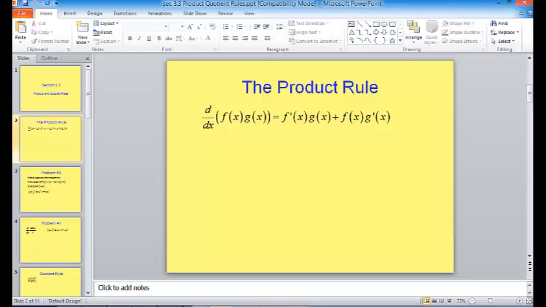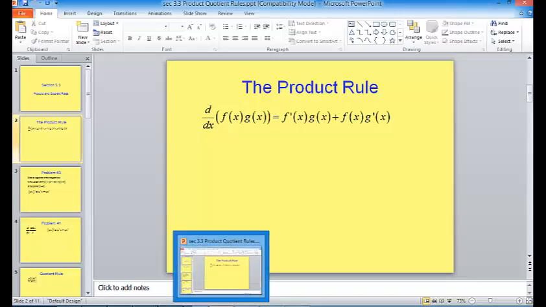F prime of x times g of x plus f of x times g prime of x. Okay? And I'll show you why that's true here. I think this is actually an interesting little thing. So let me write it down and give you a little how to do this.